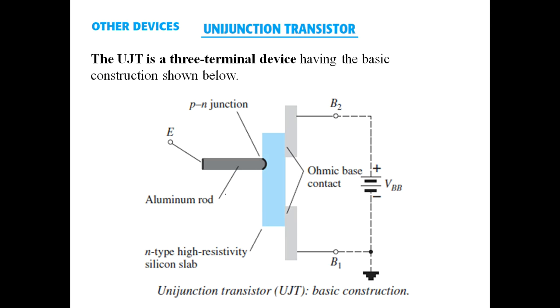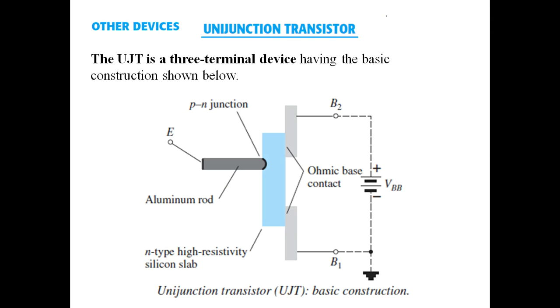So we are left with one more device, which is called the unijunction transistor. Before we go through the working principle of the unijunction transistor, let us first highlight one important point related to a transistor.